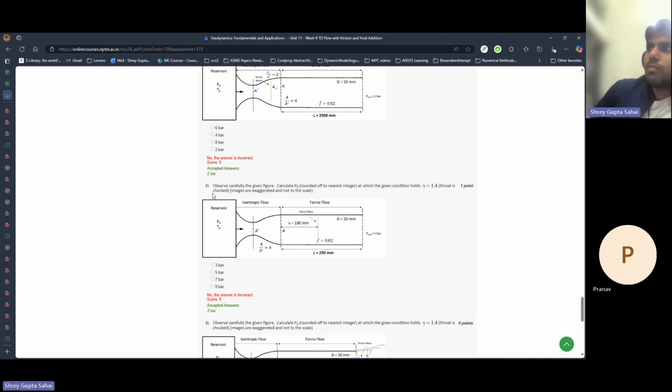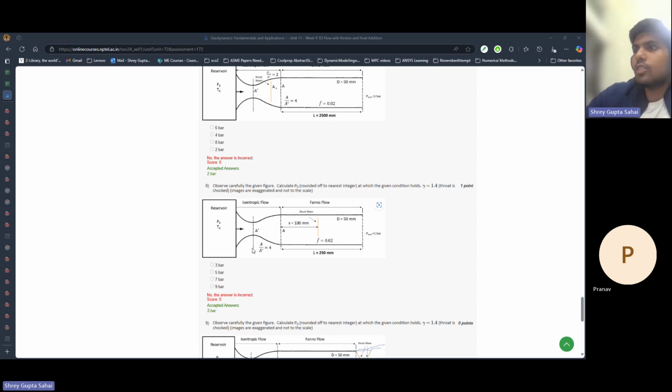P2 minus P1 plus rho U1 squared minus rho U2 squared, whatever the difference is, equals f L by D times rho U squared. What's the formula for it? Let me check. Yeah, rho U squared by 2 f L. You use this. And you can also use the tables, right? We need to use the tables. Okay, so let's start.